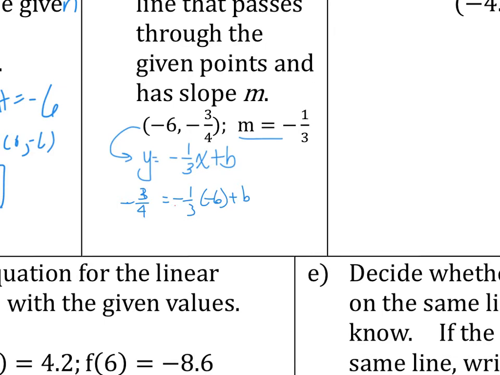So negative makes positive. Simplify the 3 and the 6. And b will be -3/4 minus 2. And I can rewrite that as 8/4. And b will be -11/4. And your equation of the line will be y equals -1/3 x minus 11/4.